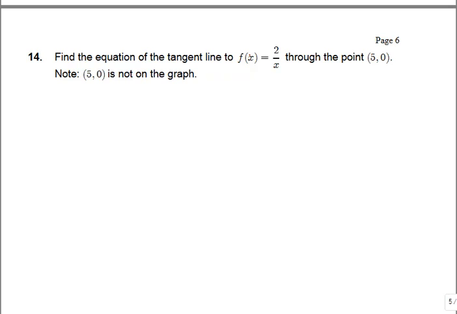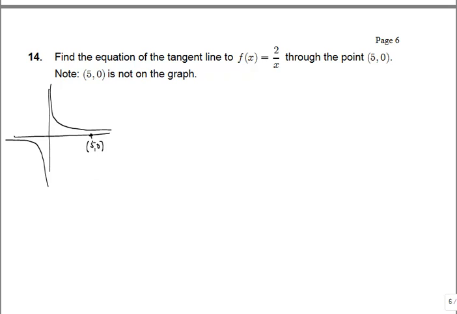So let me draw you a picture so you can see what we're talking about here. Now the function 2 over x is a reciprocal function, so it has a graph that looks like this. Two different branches. It's asymptotic to the y-axis, so it never crosses, and it's asymptotic to the x-axis, so it never crosses. So (5, 0) is over here on the x-axis. So obviously this graph cannot cross because it never hits the x-axis.